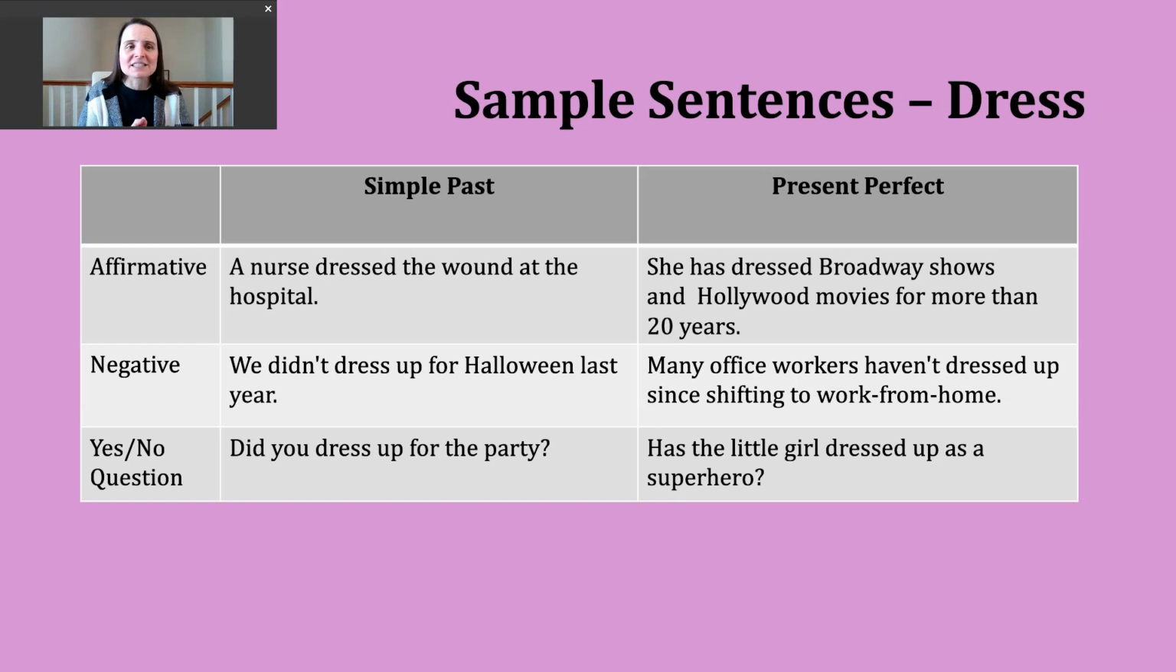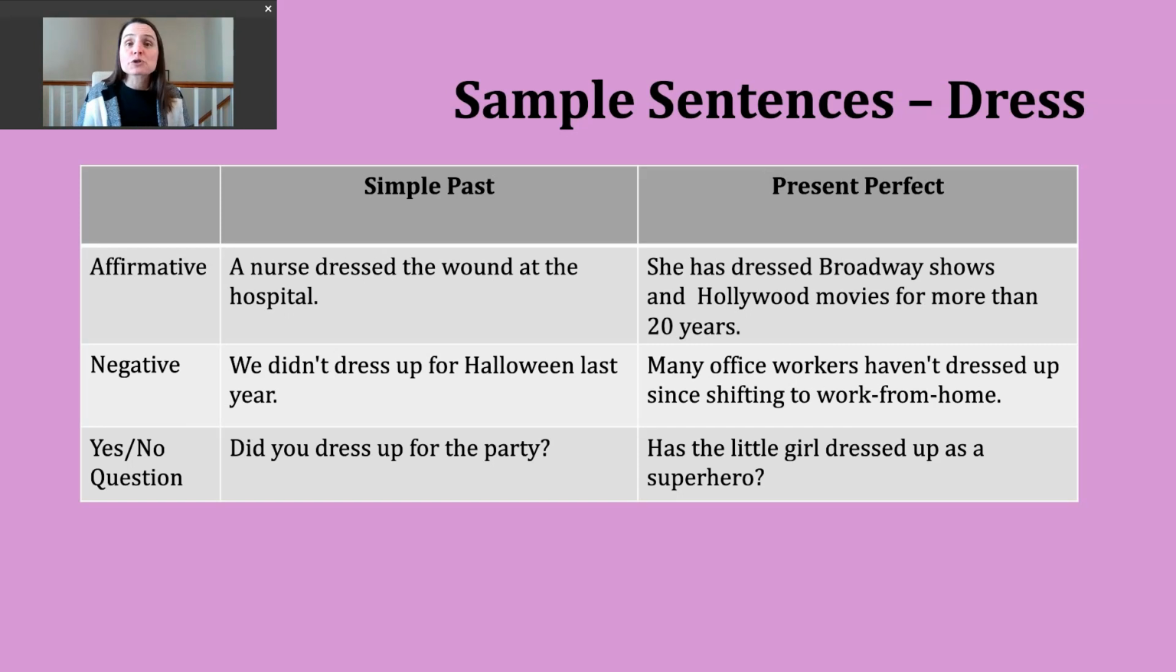An example sentence. A nurse dressed the wound at the hospital. Now, this particular sentence doesn't have a time signal like yesterday or 2 weeks ago, but if it was part of a conversation, we might have an understanding of that known time in the past. Now, if we want to make a negative simple past tense sentence, again, we're going to start with our subject, and then our structure is going to be did not, or the contraction didn't, and then the base verb.